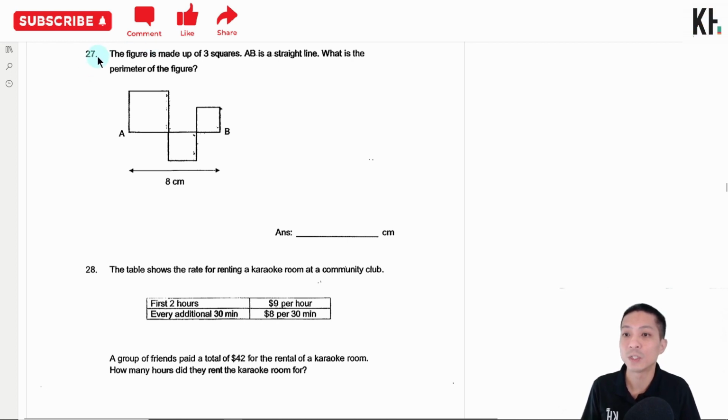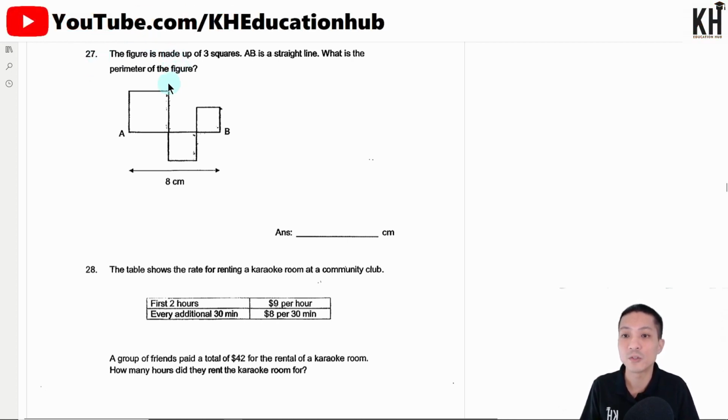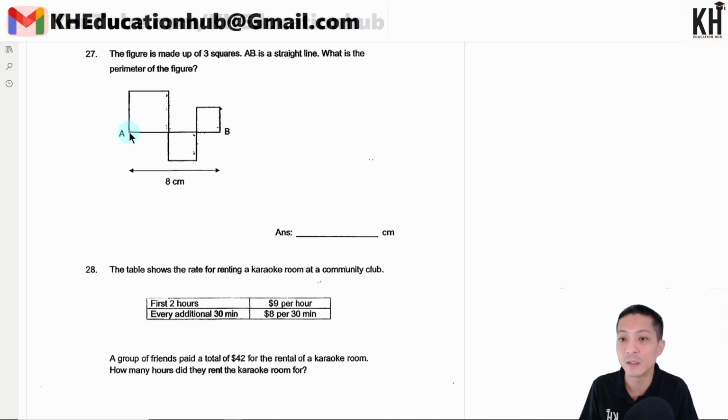Okay, moving on to question 27. The figure is made out of 3 squares. AB is a straight line. What is the perimeter of the figure? So this question over here is a very classical question, which if you've been doing the past year papers, you would have come across this question. So here to here is 8, right?